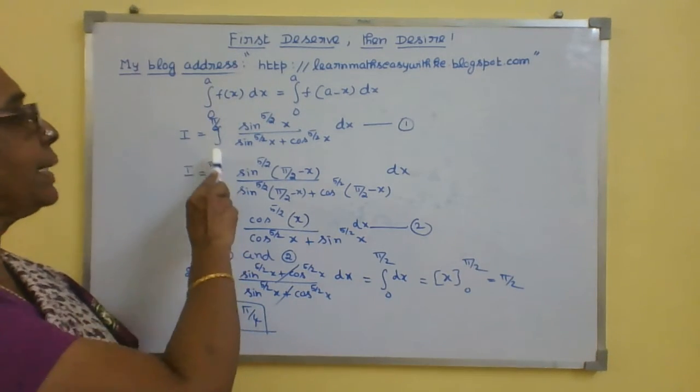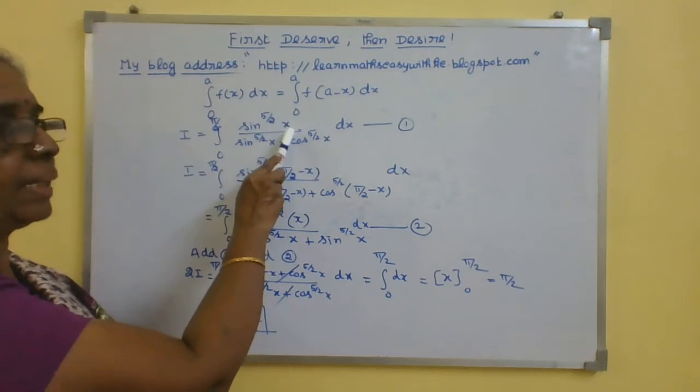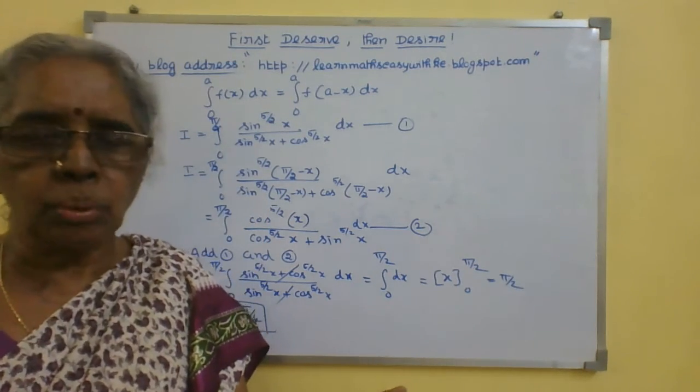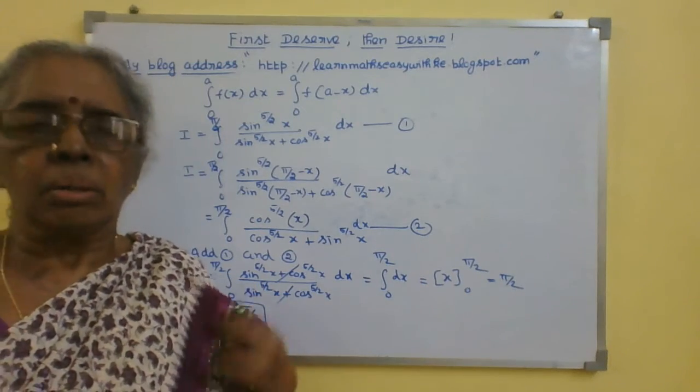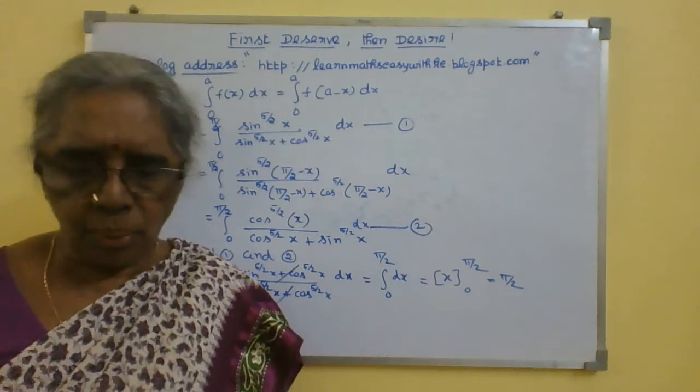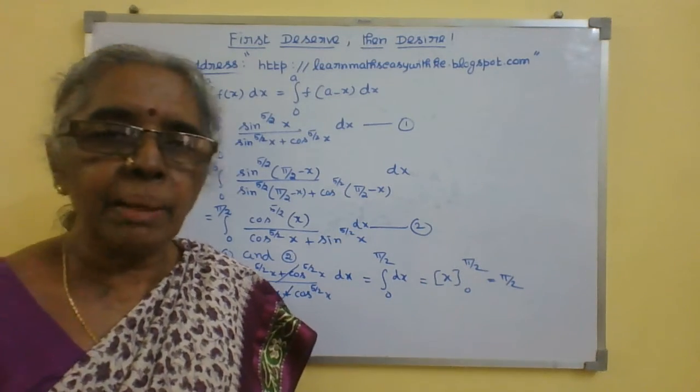So whenever the limit is 0 to pi by 2 and the sum is of this type, irrespective of whether you have pi by 2 or 3 by 2 or just 1 by 2 or square or cube, you will be getting the same answer. I is equal to pi by 4.